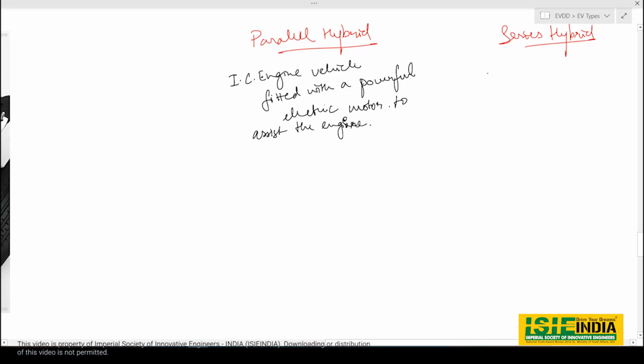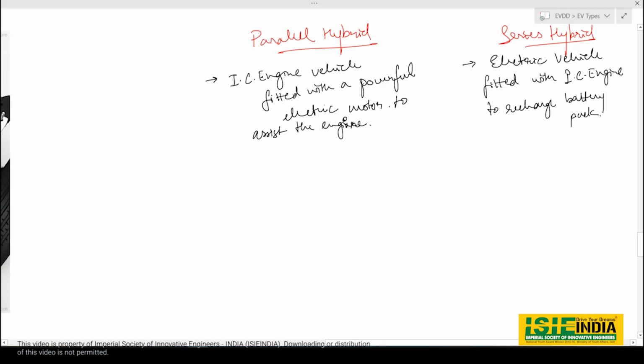Series hybrid is an electric vehicle fitted with an IC engine to recharge the battery pack. Okay, is this clear? This is the major difference that we have between parallel and series hybrid.